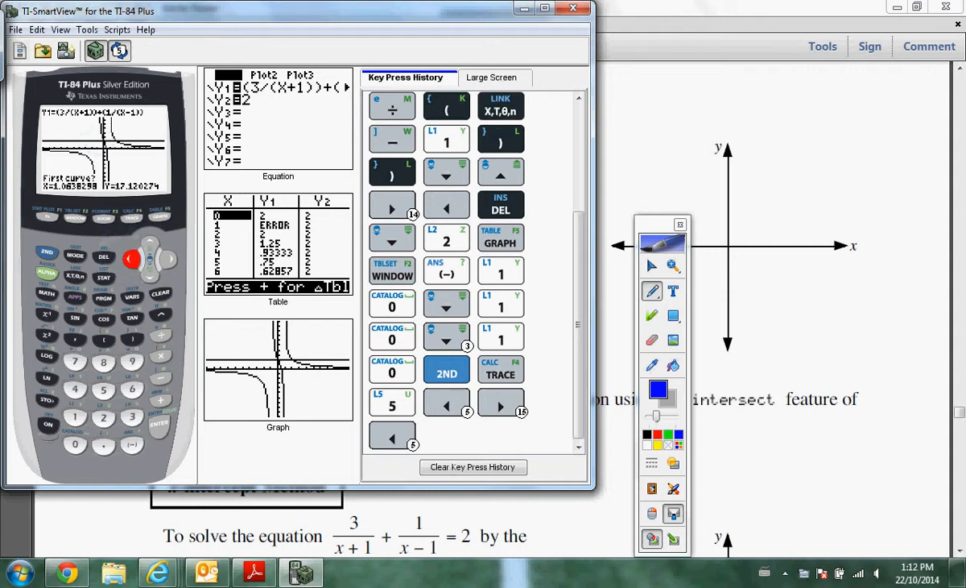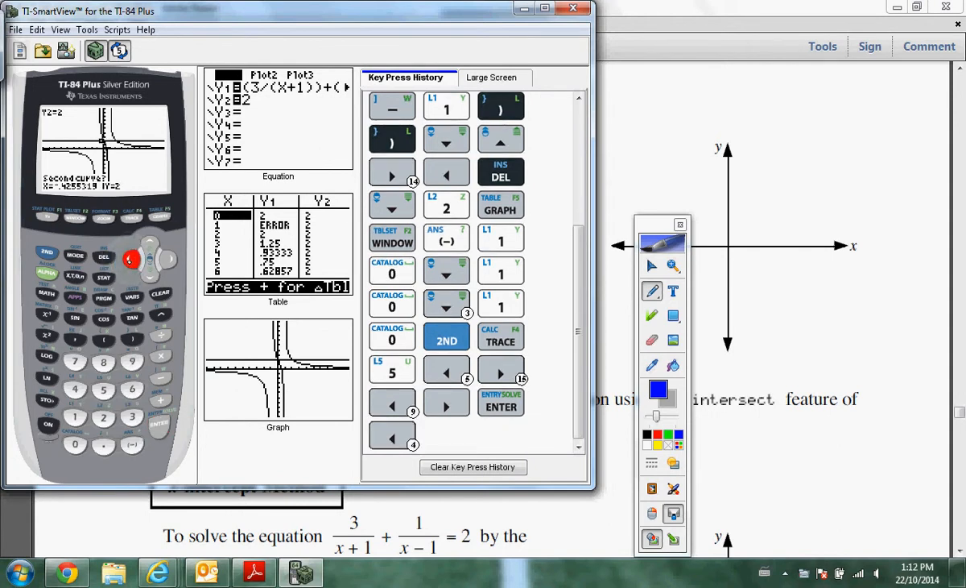Okay, there it is, right here. That's where my cursor's at. It's on this curve right here. So I'm just going to hit enter. It doesn't matter where you're at as long as you're on the line. Hit enter. Now it says second curve. Now for the second curve we want to be on the y equals 2 line. That's where we're going for the intersect.